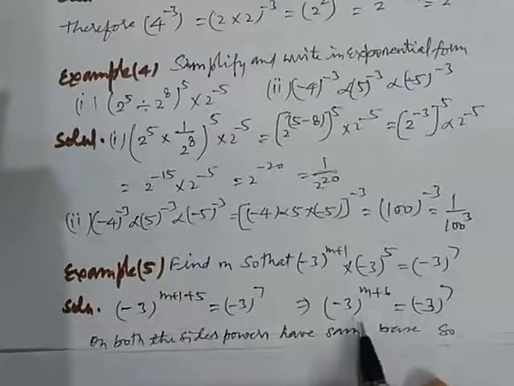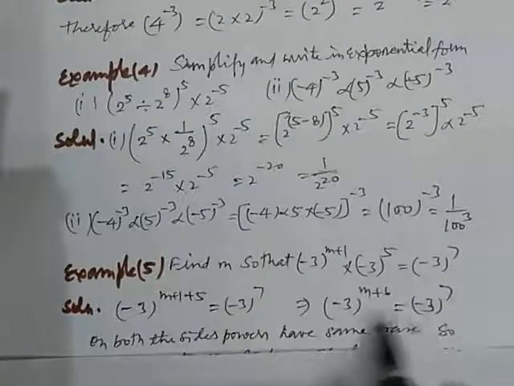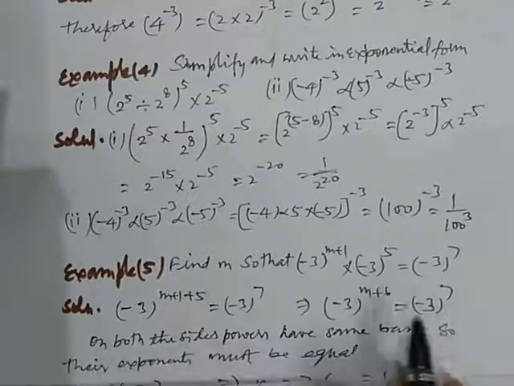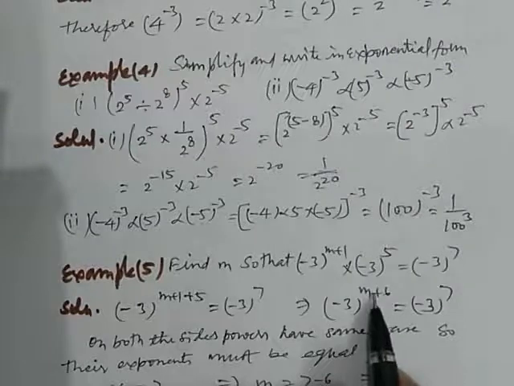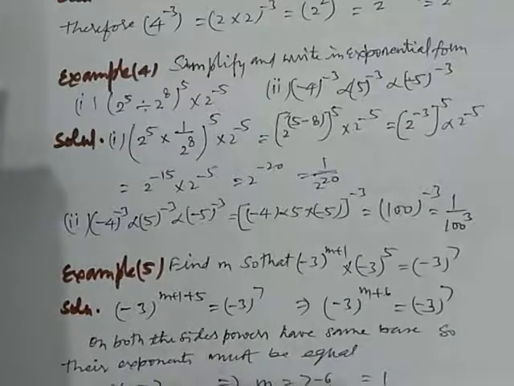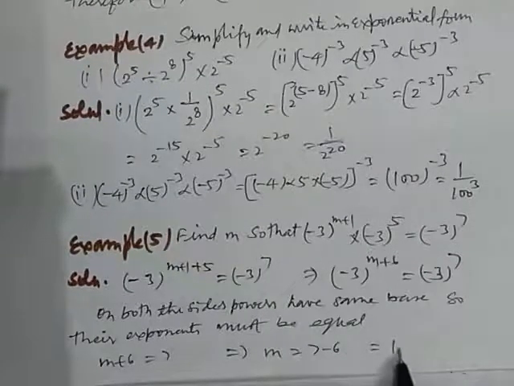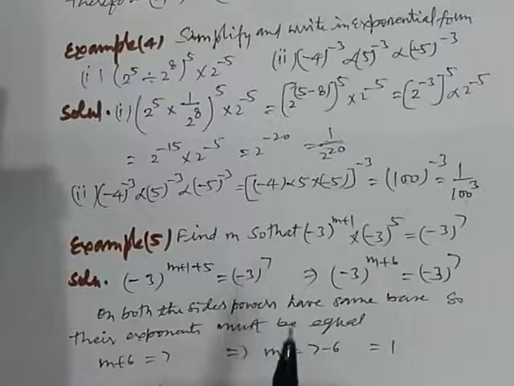Here both the sides bases are same, so powers are equal. Exponents must be equal. So equating these, m plus 6 equals 7. So m equals 7 minus 6. By transposing this we get 7 minus 6 equals 1. So the value of m is 1. This way we can solve this type of question.